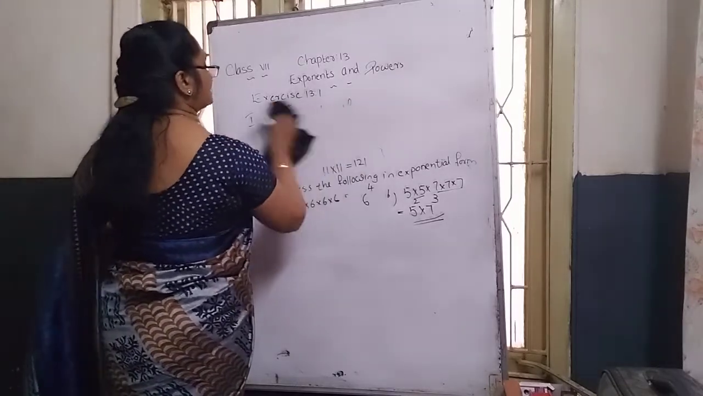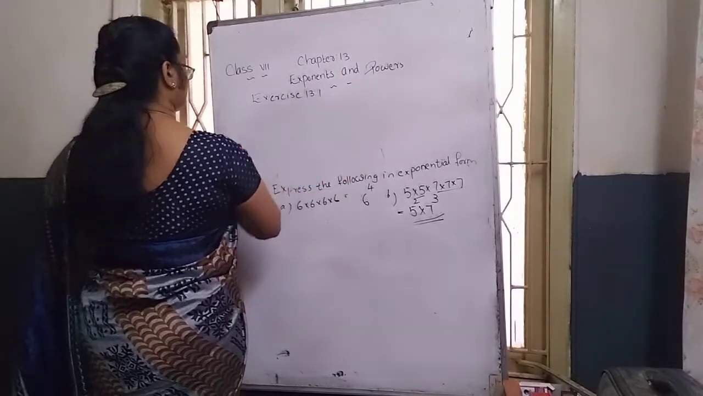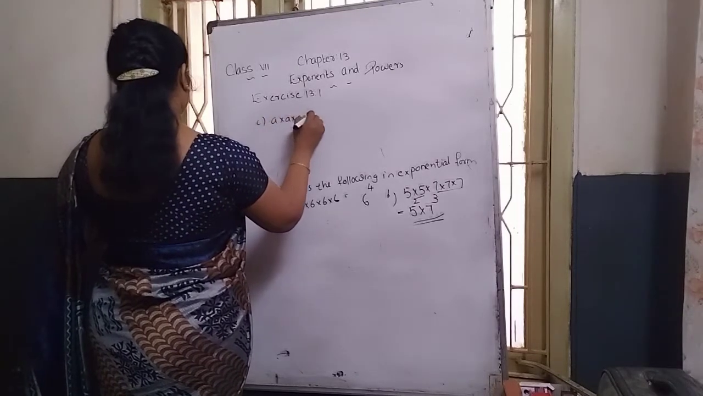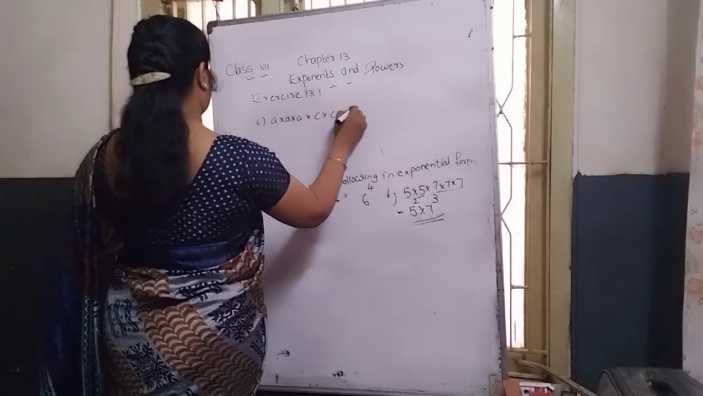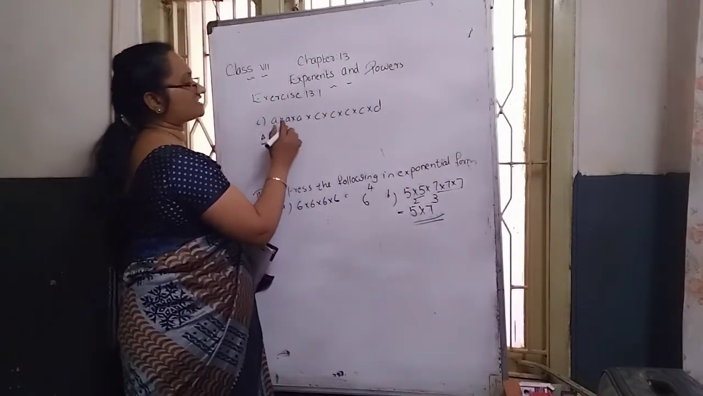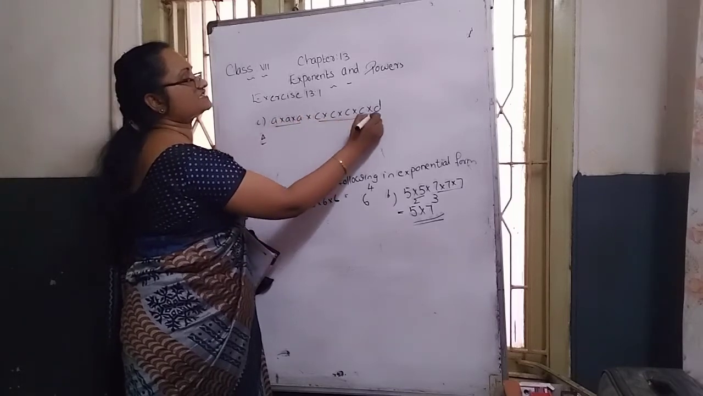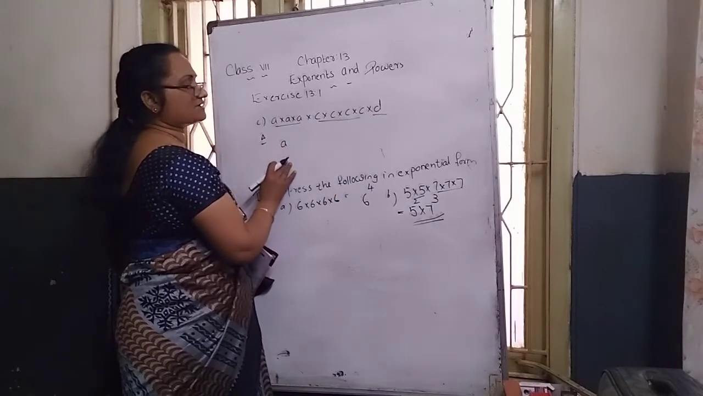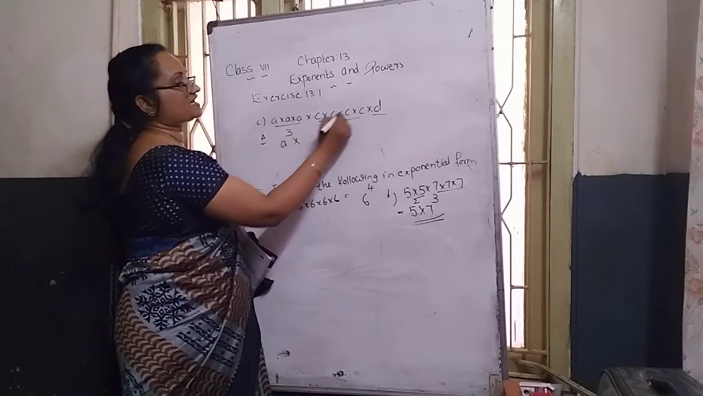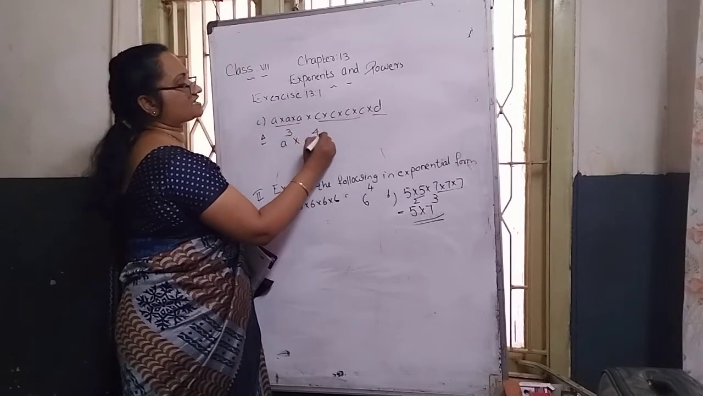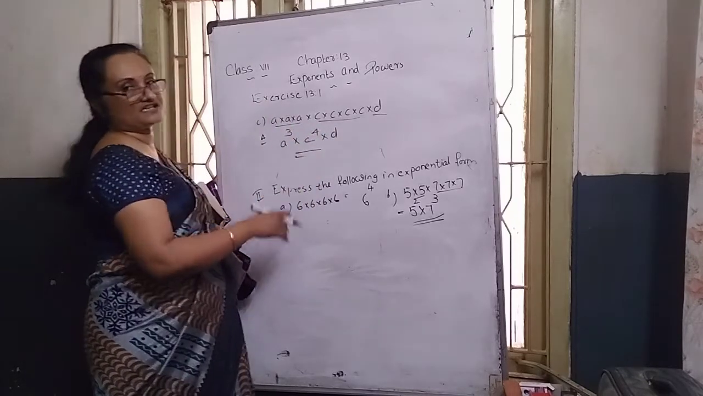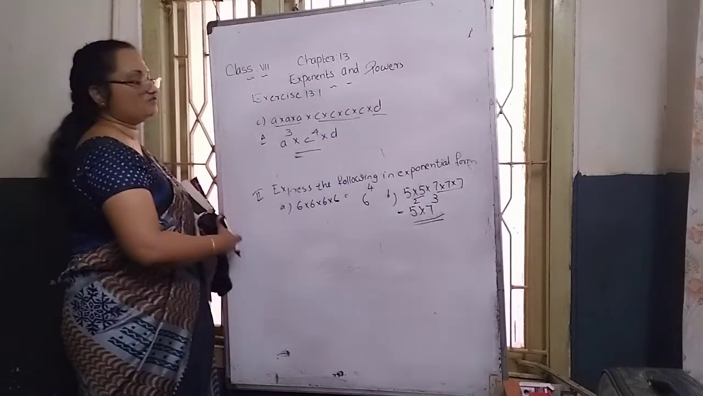Then one more question of the same model. Question C is A into A into A into C into C into C into C into D. In this question, what are the bases? A is there, C is there, D is there. A is repeated how many times? 3 times. So we can write A raised to 3. C is repeated how many times? 4 times. C raised to 4. D how many times? 1 time. 1 is enough. In this way we can write it. It is understood that the power becomes 1 only.